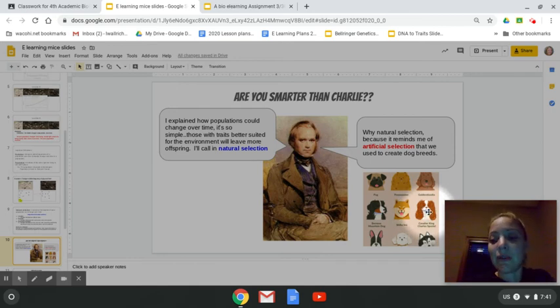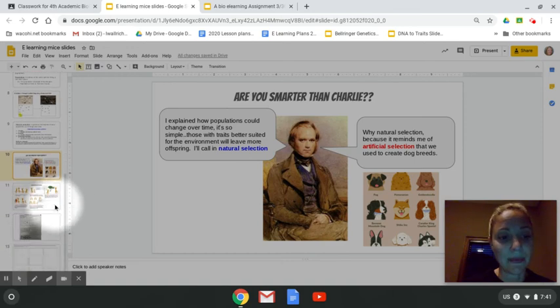And so over time, you would artificially select. He's like, well, this is kind of like artificial selection, but nature is doing the selection. So he called it natural selection. Okay, so let's look at an example of Charlie Darwin's natural selection.